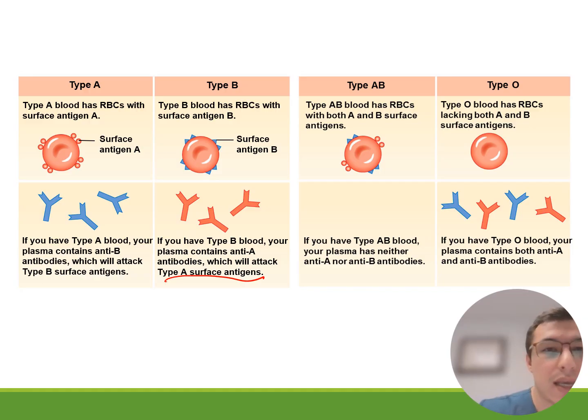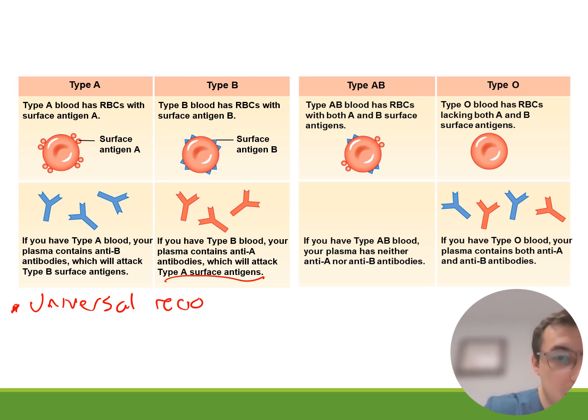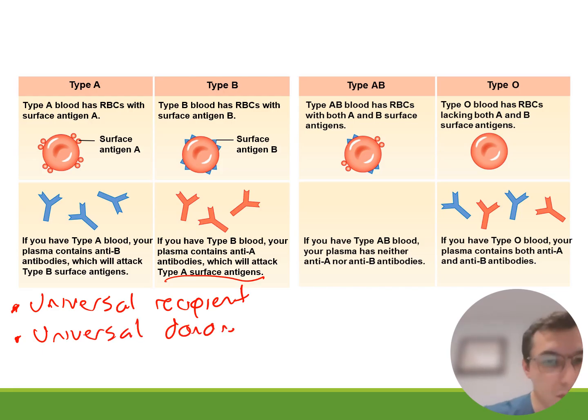And type O means that you do not have any surface antigens, therefore you will produce antibodies against both A and B. Here you could deduce that there is something that is called a universal recipient and a universal donor. All right, universal recipient means that you can receive any type of blood. All right, which one would that be?